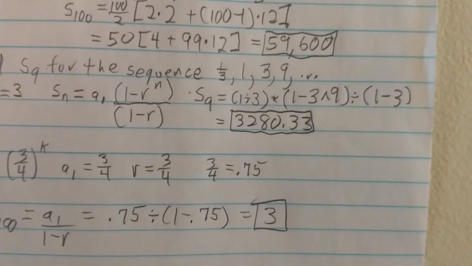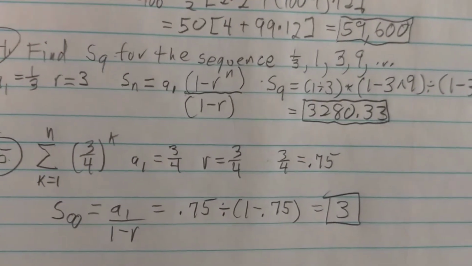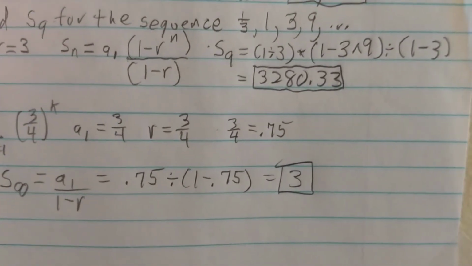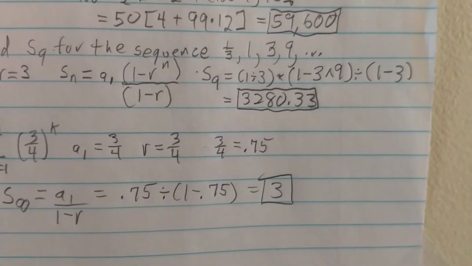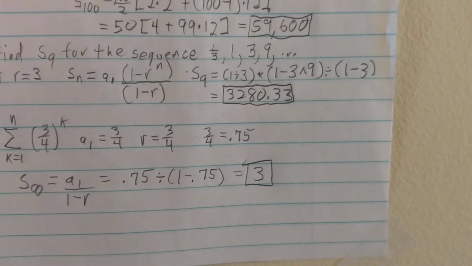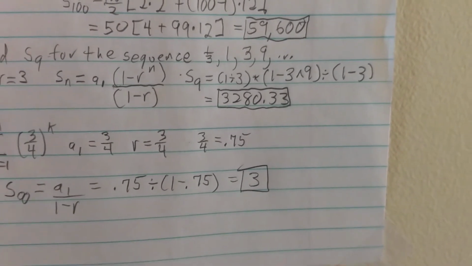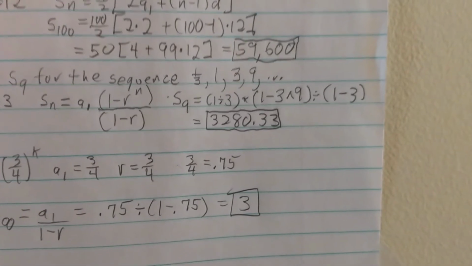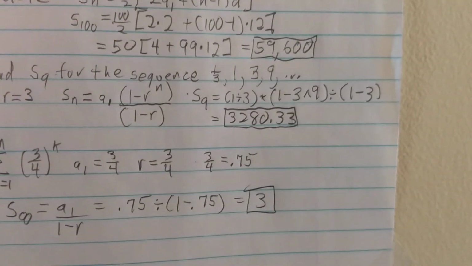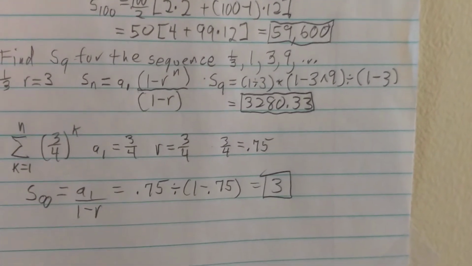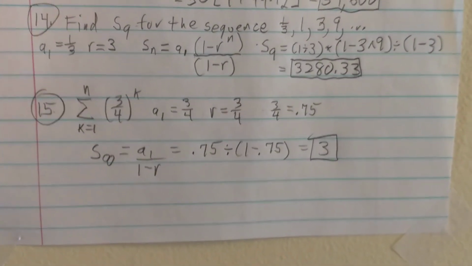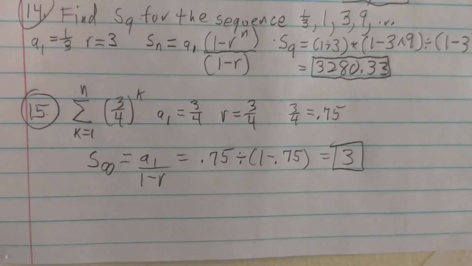Now on 14, we want to find S9 for the sequence 1/3, 1, 3, 9. That's easy to see, that's a times 3 sequence. So we have an a1 of a third, r equals 3, and we use the formula S sub n is a sub 1, parentheses 1 minus r to the n, over 1 minus r. This is exactly how you do it on the calculator: 1 divide 3, in parentheses, times 1 minus 3 power n in parentheses, divide 1 minus 3 in parentheses, just like that. And make sure you get 3280.33.